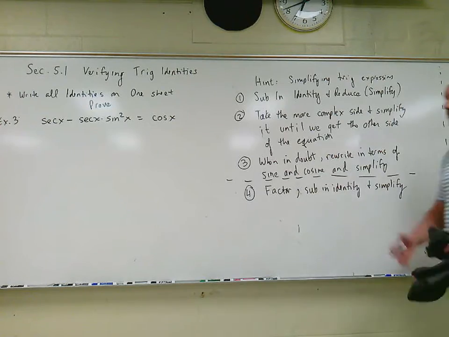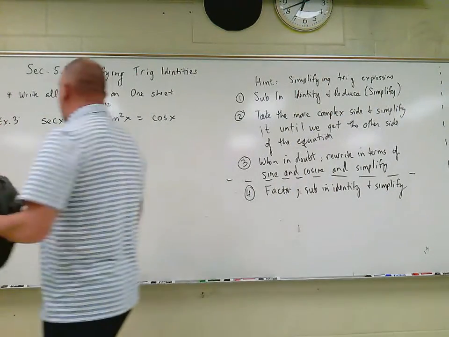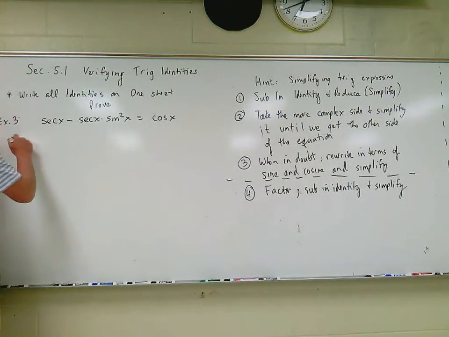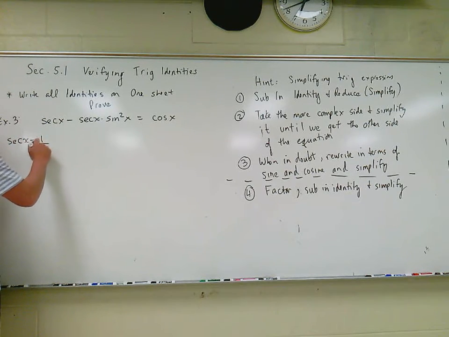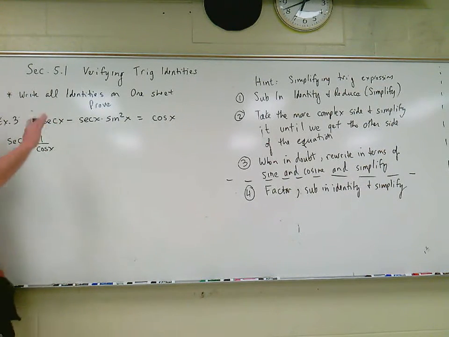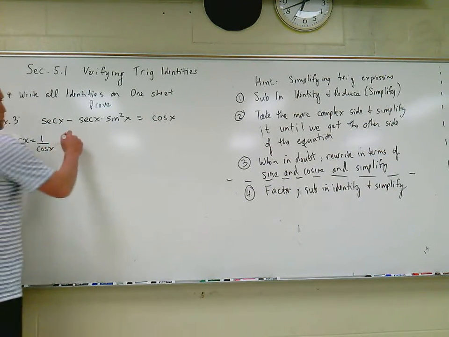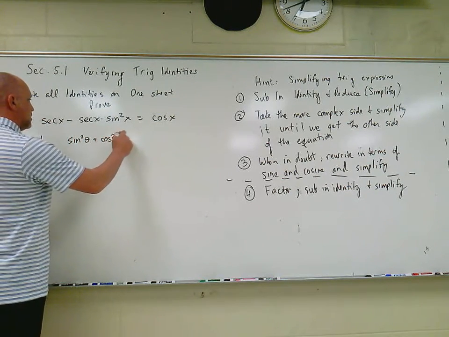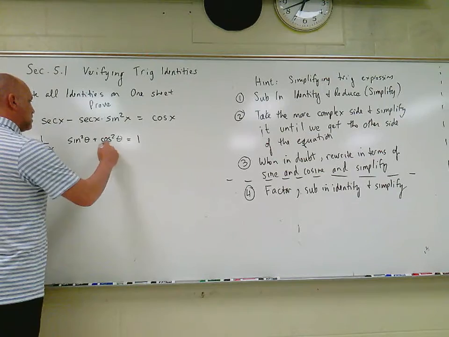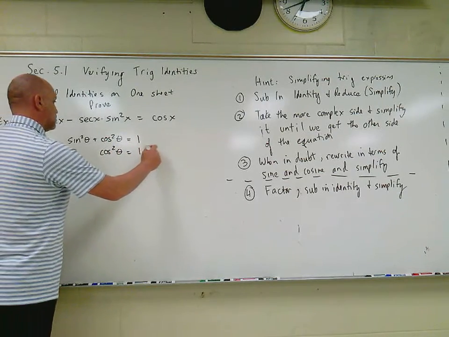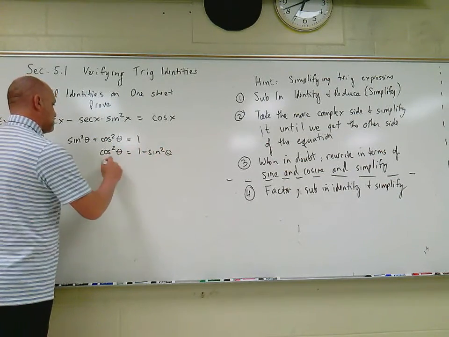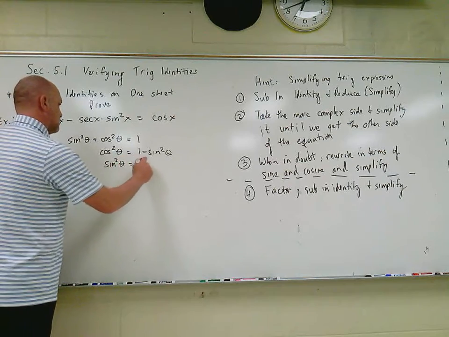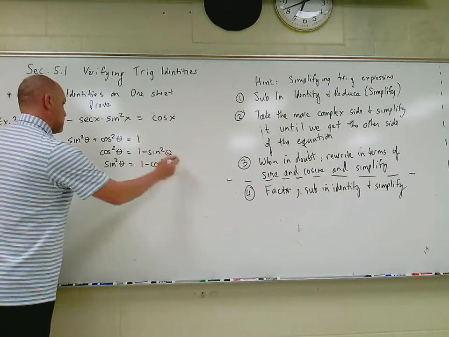So a couple of identities that I'm going to throw out here: just remember that secant is 1 over cosine. And also, anytime I see a square, what identity does that bring into play? The Pythagorean, very good. So I know that sine squared theta plus cosine squared theta is 1. I know that cosine squared is 1 minus sine squared. And I know that sine squared is 1 minus cosine squared.